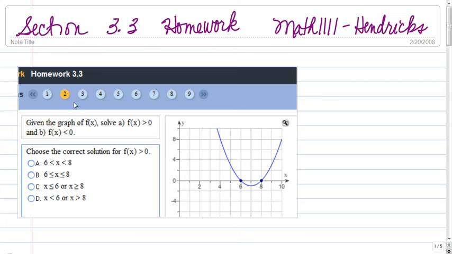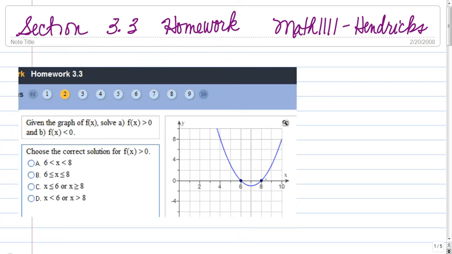So the first problem that I'm working is number 2, and it's given the graph of f of x, solve where f of x is greater than 0 and part B is where f of x is less than 0. So remember that we can use the graph to come up with our solutions. To find the first solution where f of x is greater than 0, remember that we're looking at where the graph lies above the x-axis.